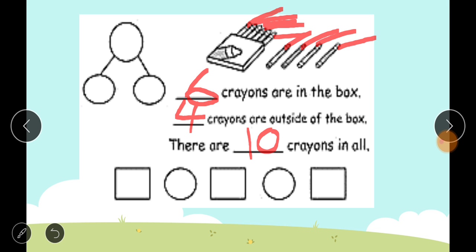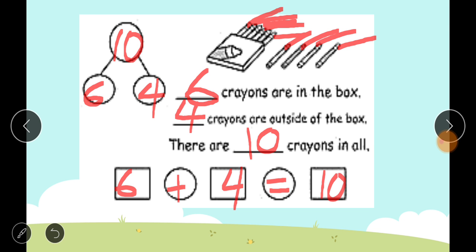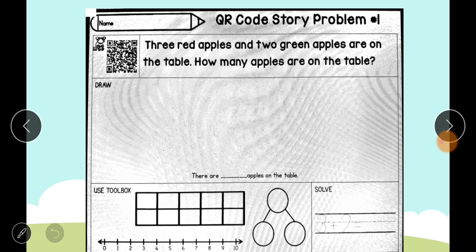Now let's write out the number sentence. 6 plus 4 equals 10. Let's fill up our number bond. 6 and 4 compose 10. Awesome job. Good job. Good job, children.